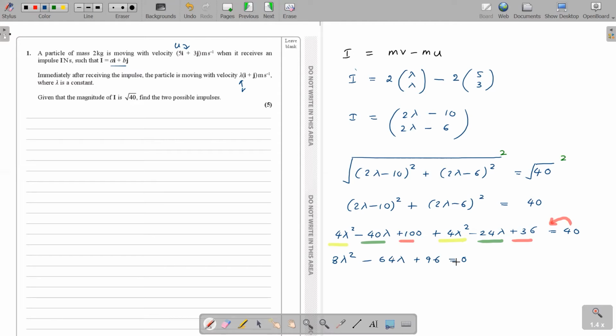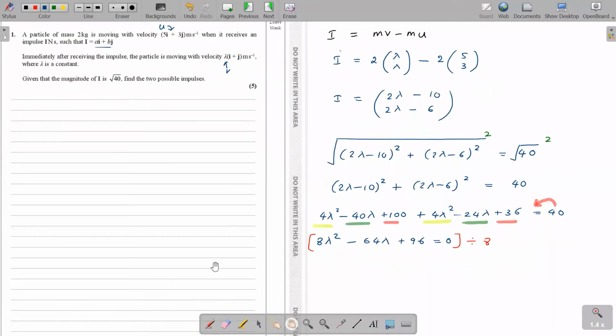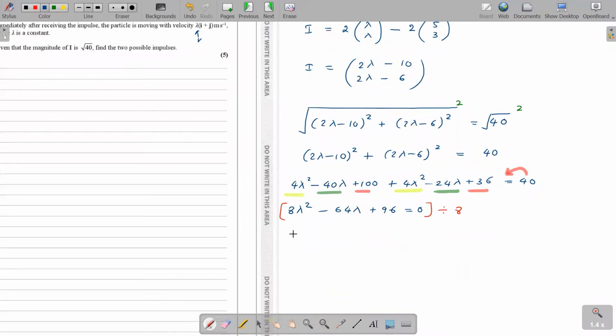So this is a quadratic equation in lambda. So let's simplify. I think the entire equation we can divide by 8. So when we divide everything by 8, I get here lambda squared, 64 divided by 8 is 8 lambda, and 96 divided by 8 gives plus 12 equals 0. So let's factorize.